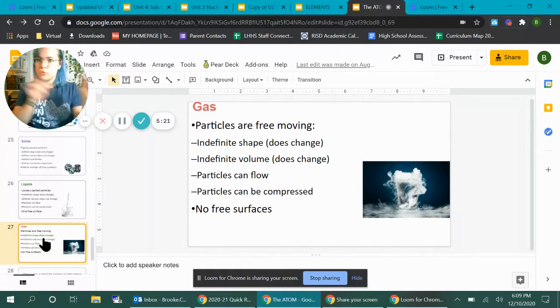Gas particles, they're going all over the place, right? Moving really quickly. They have a lot more kinetic energy. It has an indefinite shape. Gas particles are all in the room around you. Indefinite volume, because they're so far spread apart. The particles are moving and they can be compressed. I can take a certain amount of air and compress those air molecules closer together.